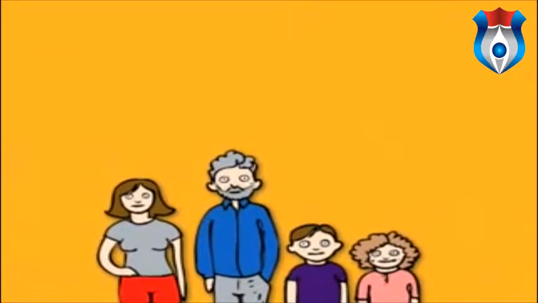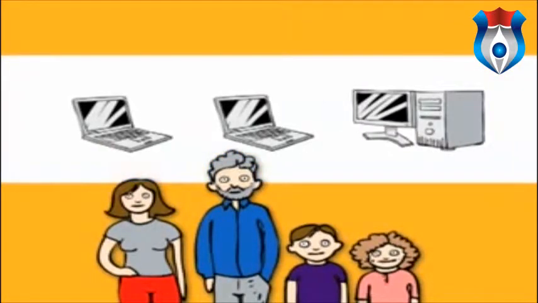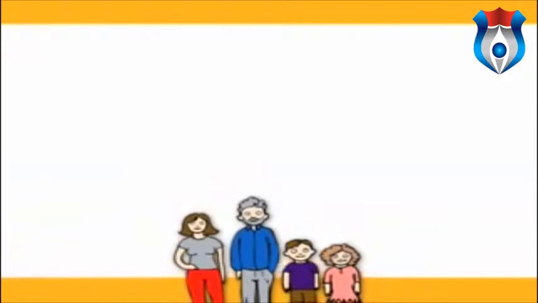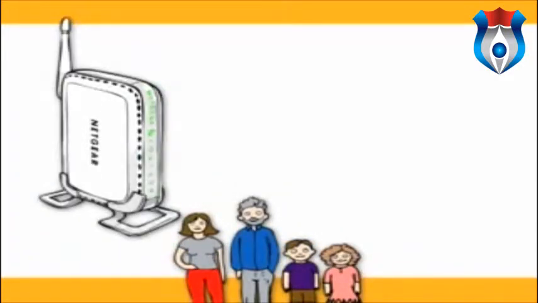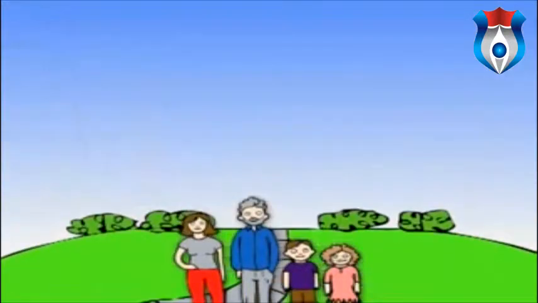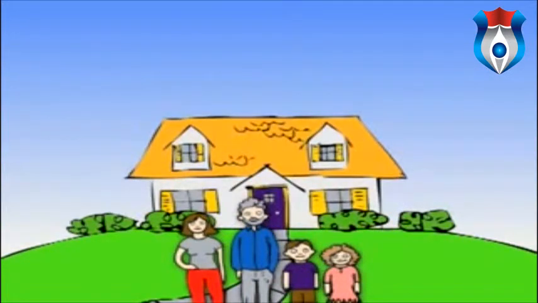Here's the Smith family. They have a couple of laptops and a desktop. They just want to be able to use email and the internet, but don't care about streaming videos or any other bells and whistles. Their needs would be met with a basic Wi-Fi router that uses something called wireless G. That's all they'll need as long as they only want their wireless signal to cover a small-sized home.